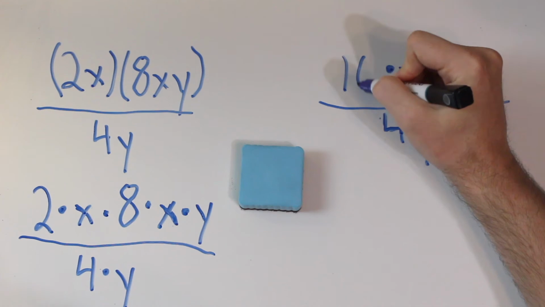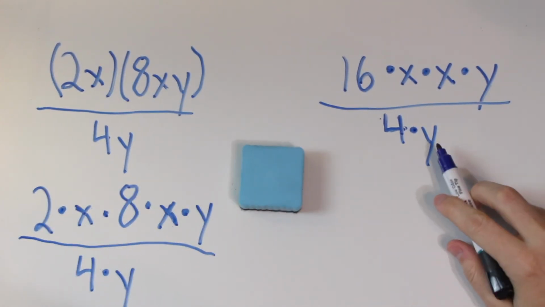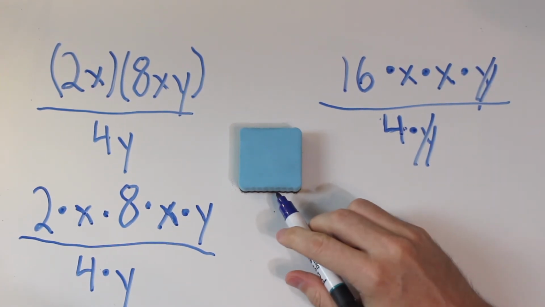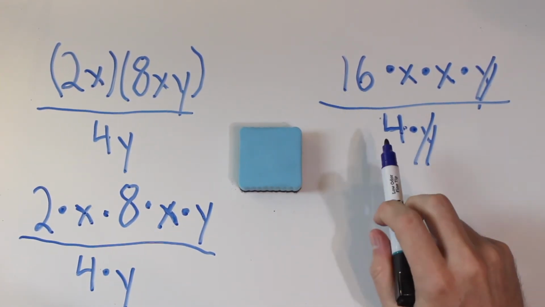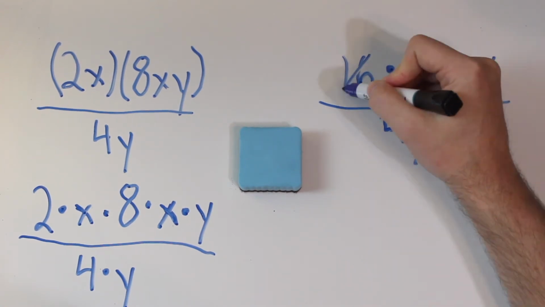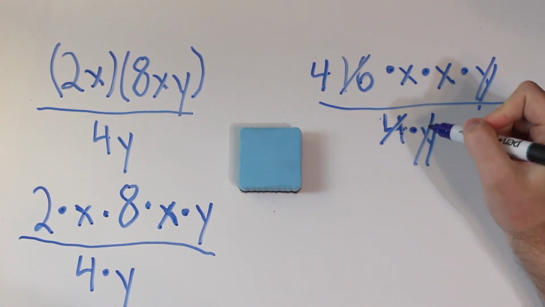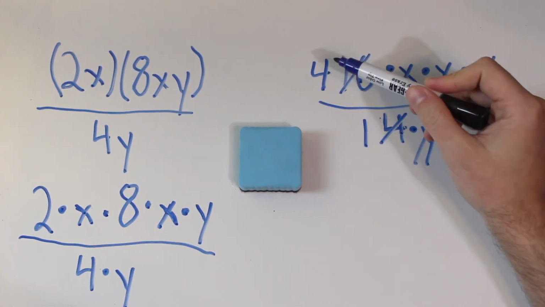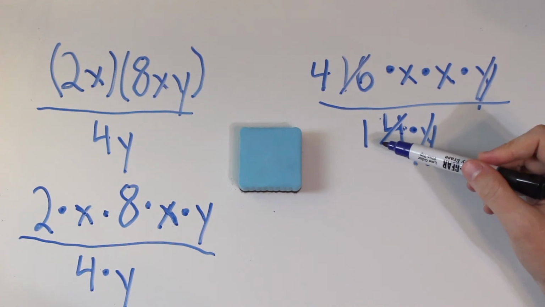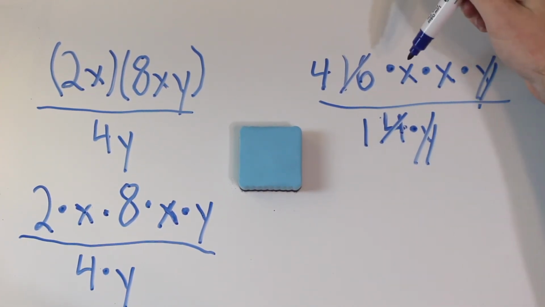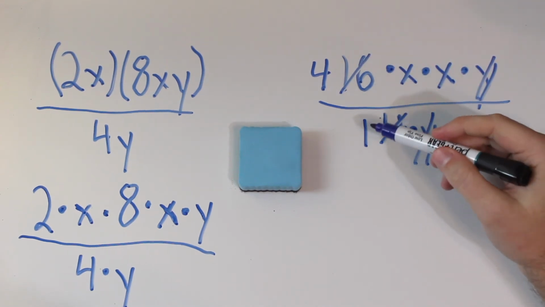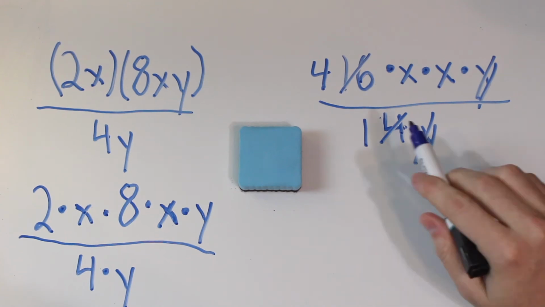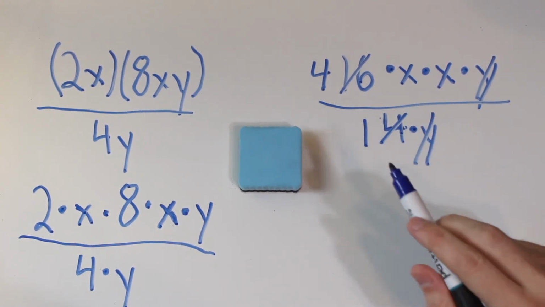Now, notice that there is a y on top and a y on bottom. Those y's cancel out. Also, we can pull a 4 out of the top and the bottom. 16 divided by 4 is 4, and the 4 on the bottom divided by 4 is 1. So 16 over 4 simplified to 4 over 1. Now we have 4 times x on top, and 1 on the bottom. We don't need the denominator anymore, because anything divided by 1 is just itself.